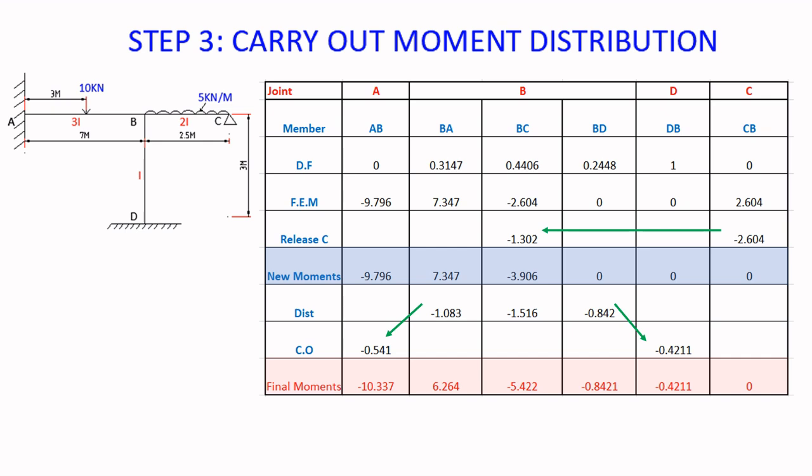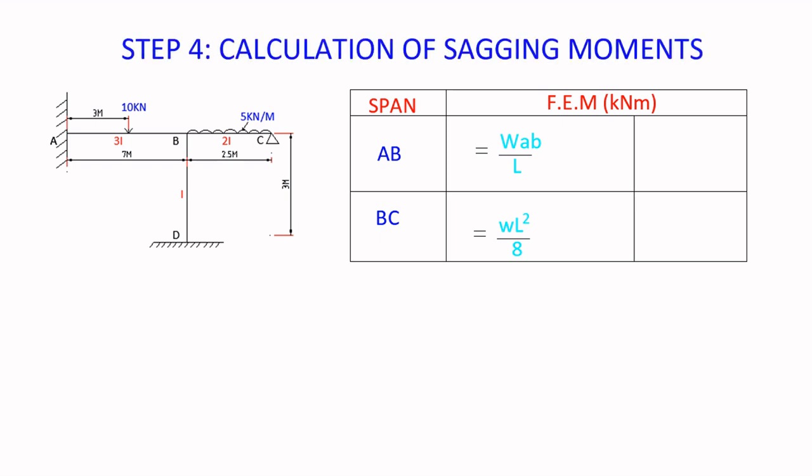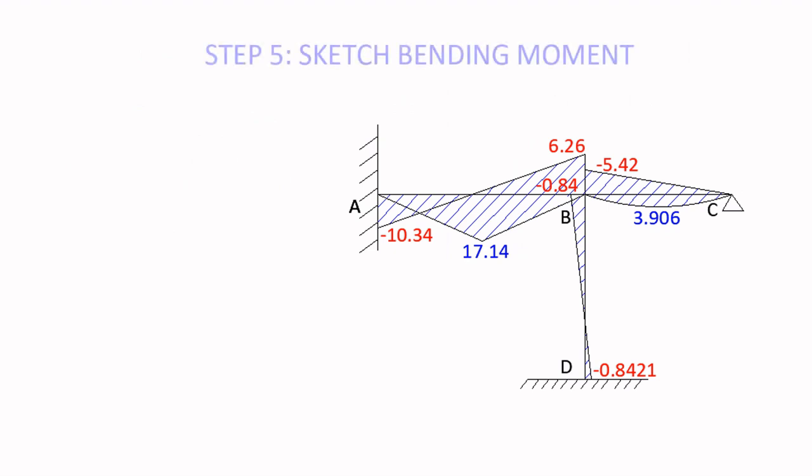The next thing you do is to calculate the sagging moments. For AB, the formula is WAB over L. So that will be 10 times 3 times 4 divided by 7, and you get 17.14. Then for BC, it will be 5 times 2.5 squared divided by 8, and you get 3.906. Now finally, the last step will be sketching the bending moment diagram. The bending moment diagram will be as shown in the diagram.